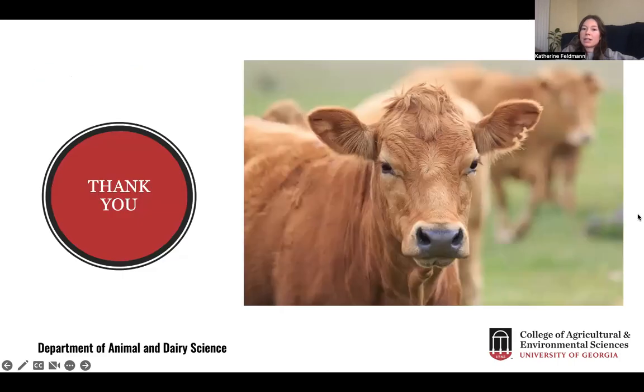So as you can see, foot rot, it's a very common issue in the industry. It can be treated, it can be prevented, but it's really important to know what to look for in case it happens.